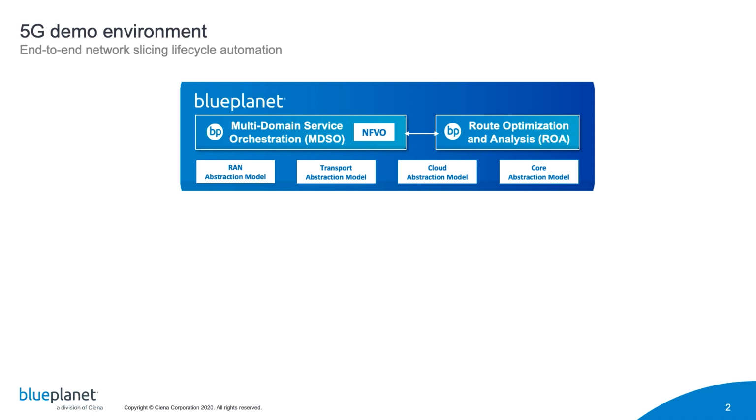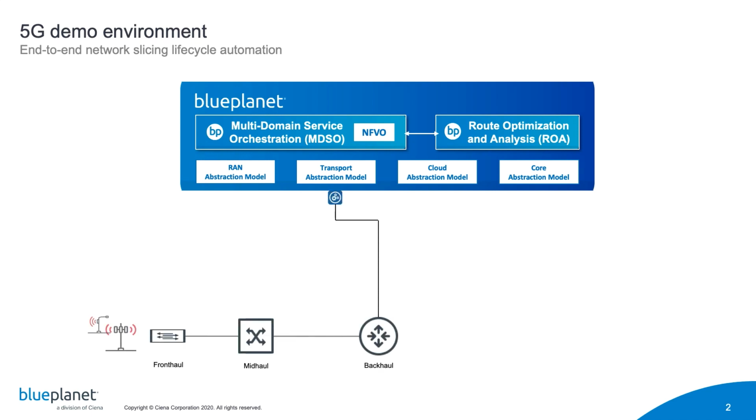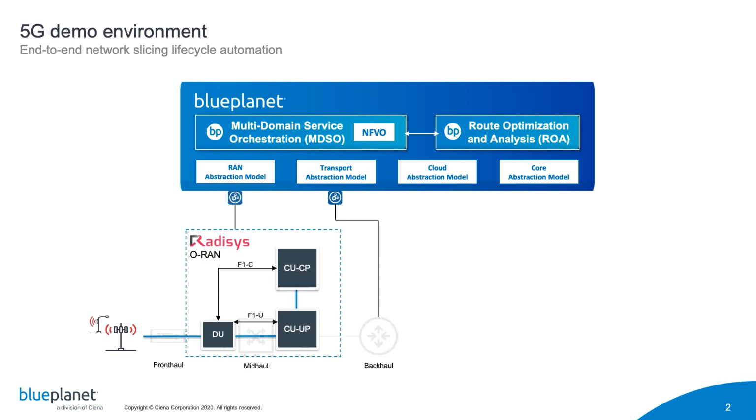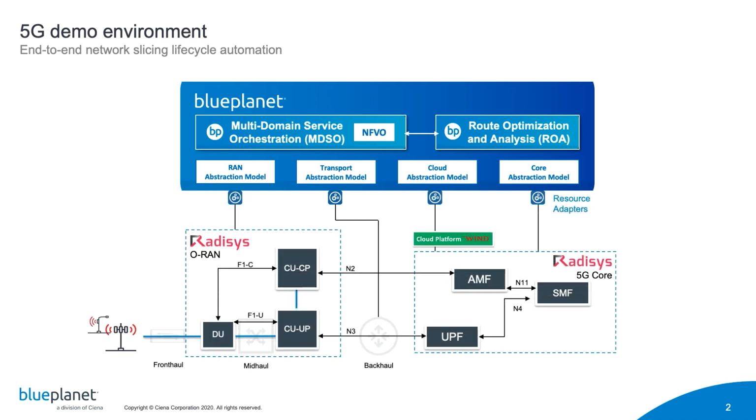The environment for this demo consists of a front haul, mid haul, and back haul transport network, which connects the virtualized RAN and virtualized 5G core domains, both powered by our demo partner, Radisys. Finally, for zero-touch slice lifecycle management, we have the Blue Planet 5G automation solution. This intelligent automation solution is built on our multi-domain service orchestration or MDSO, NFV service orchestration or NFVO, and route optimization and analysis or ROA products.